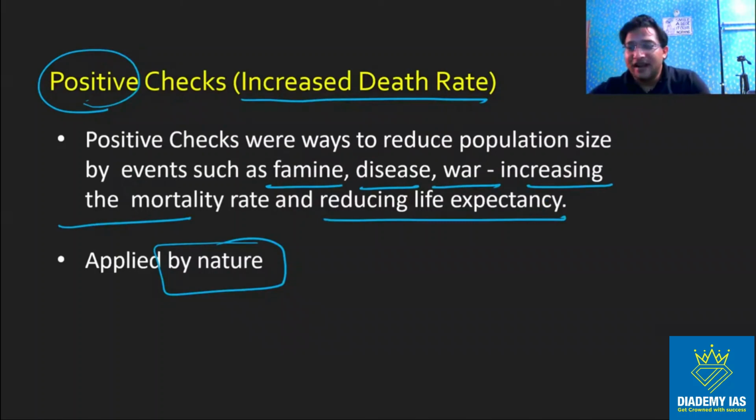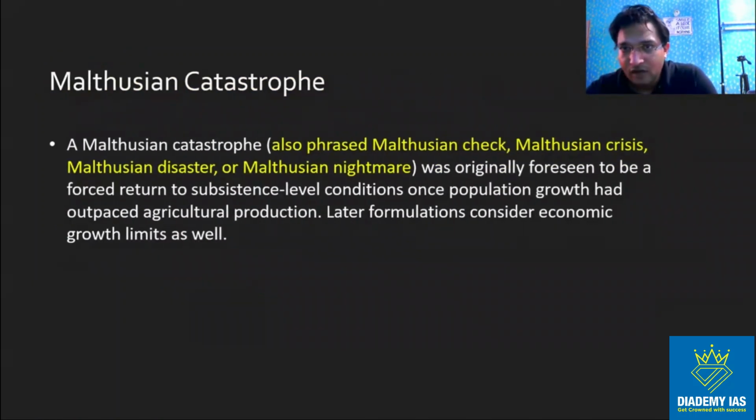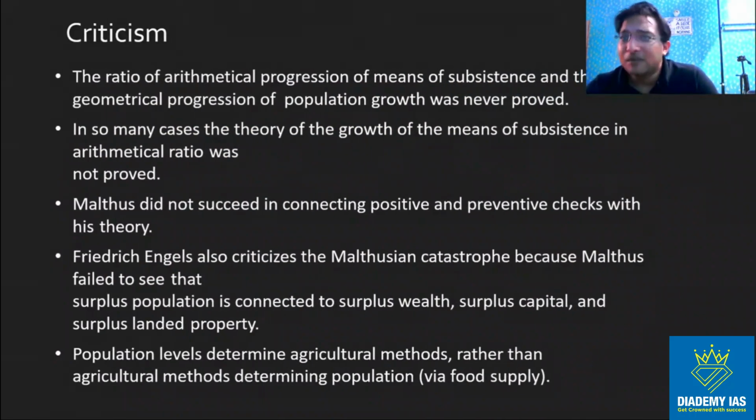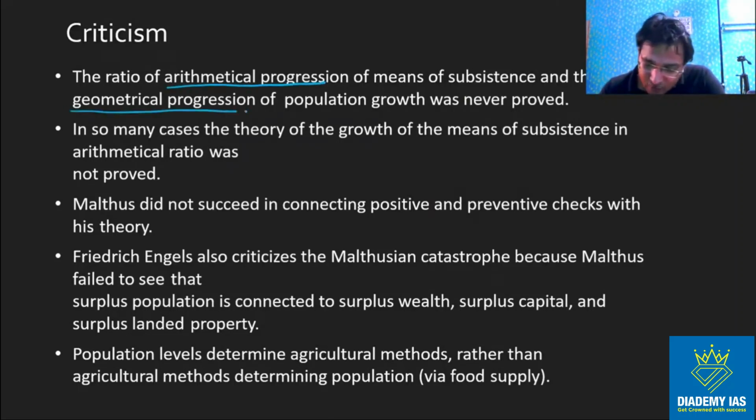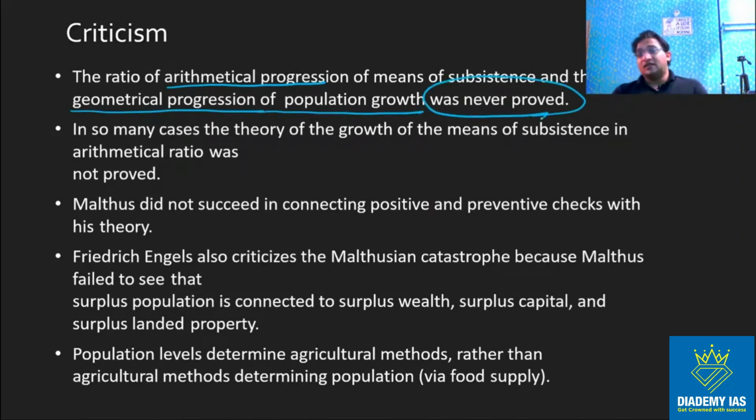ठीक है, तो दोनों में से एक काम तो करना ही होगा. मालथूशियन कैटास्ट्रोफ और मालथूशियन क्राइसिस और मालथूशियन डिजास्टर और मालथूशियन नाइटमेयर. व्हाट इज दिस? सो सिंपली, when population growth exceeds the food growth, then we call it Malthusian catastrophe. ठीक है, but this theory was also criticized because the assumption that food resources will increase in arithmetical progression and population in geometrical progression was never proved through scientific means, right?